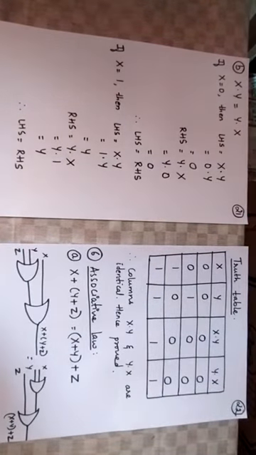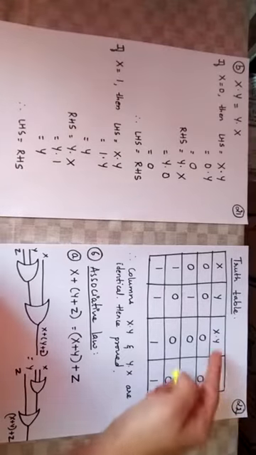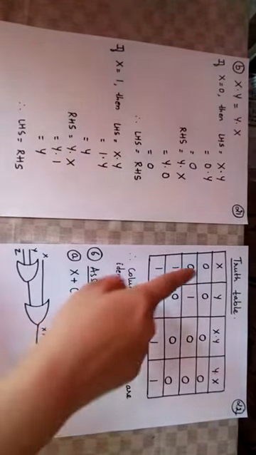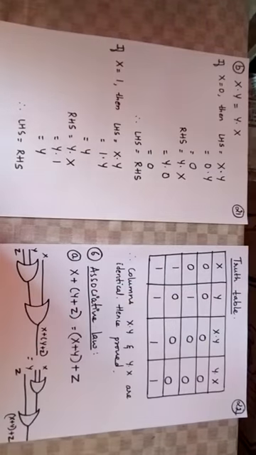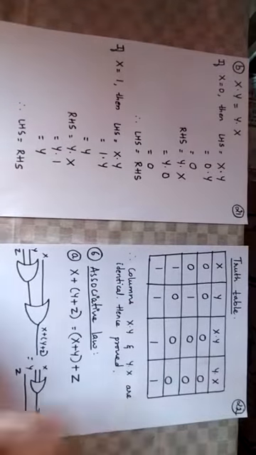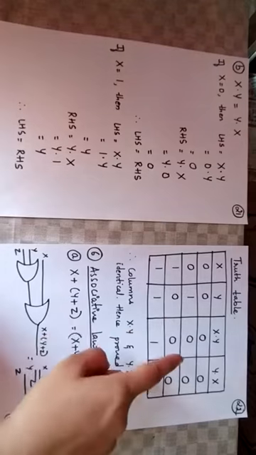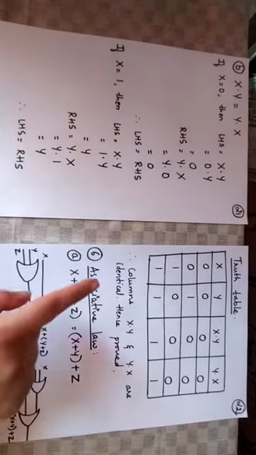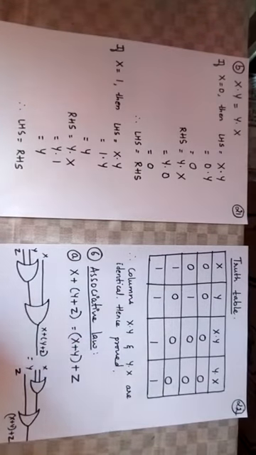Now performing the operation, let's first take the x dot y value. 0 dot 0 results in 0. 0 dot 1 results in 0. 1 dot 0 results in 0. 1 dot 1 results in 1. Okay. Now coming to this one, we have y dot x. Again we have to perform the AND operation.